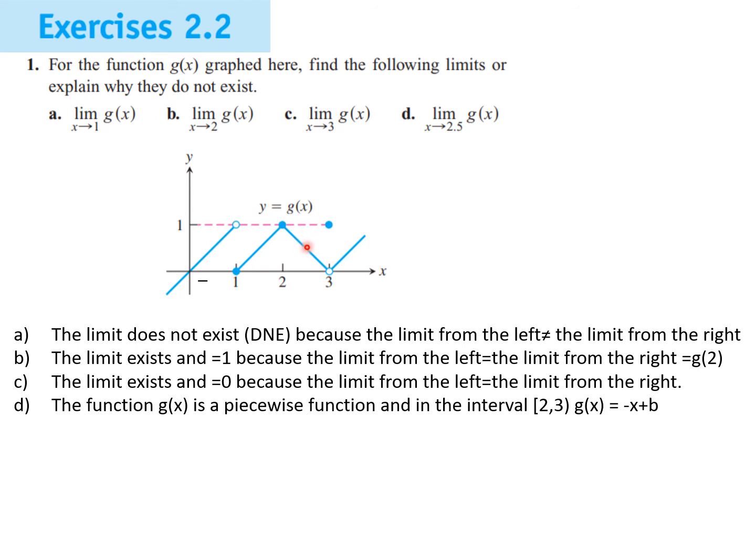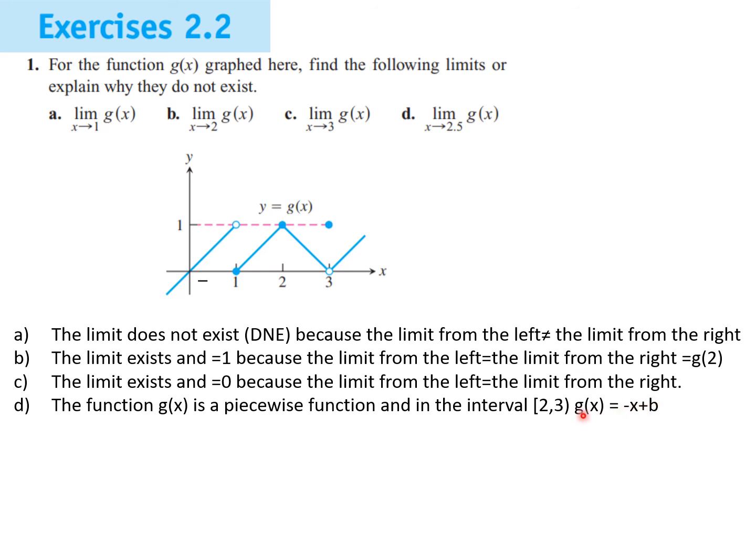We could go ahead and look at the function now. The function g of x is a piecewise function, and in the interval 2, 3, g of x equals -1 times x plus b, because it is a straight line, and this is the general formula for a linear function or a straight line, where -1 is the slope and x and b are the variables.